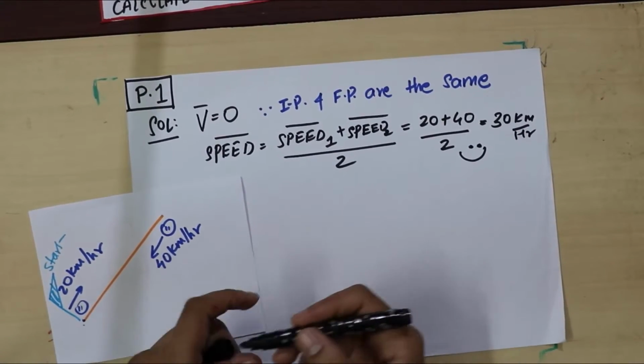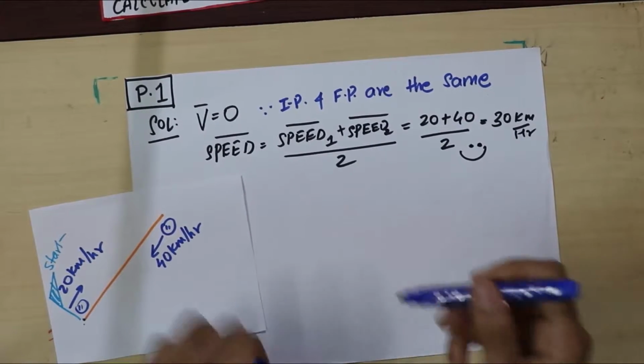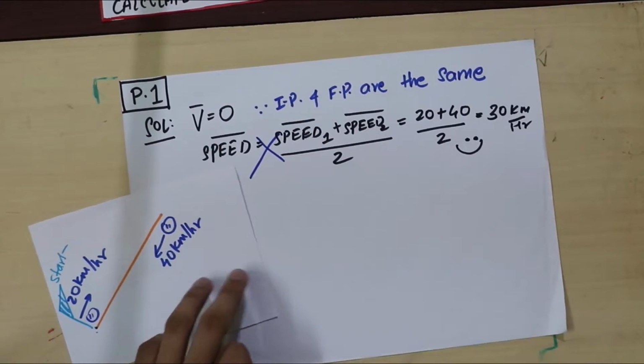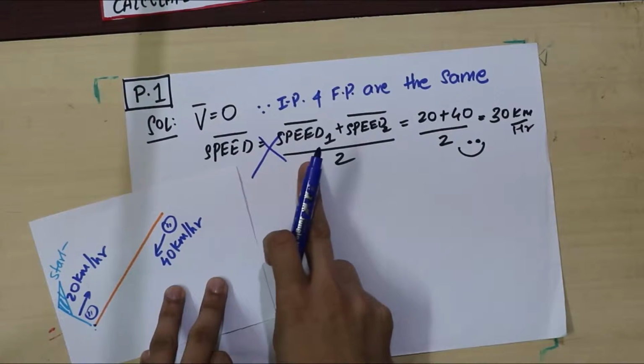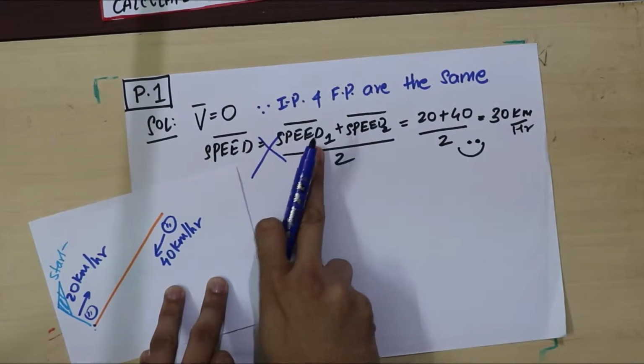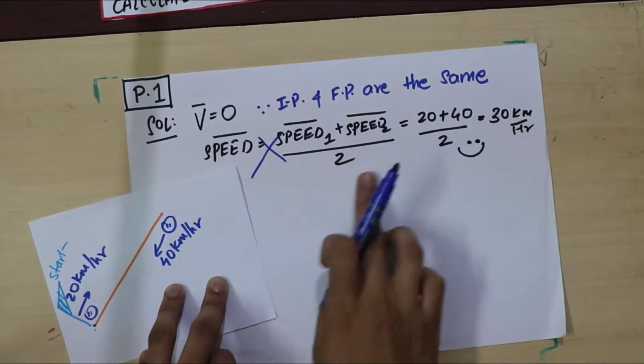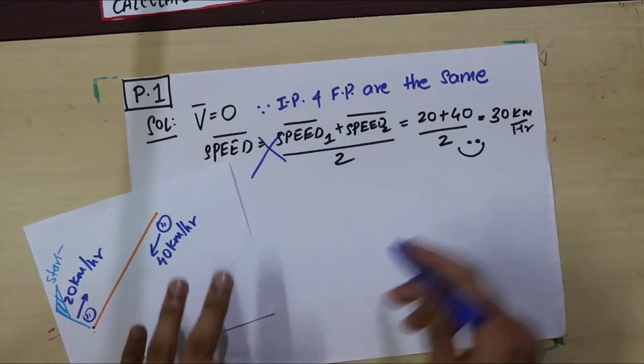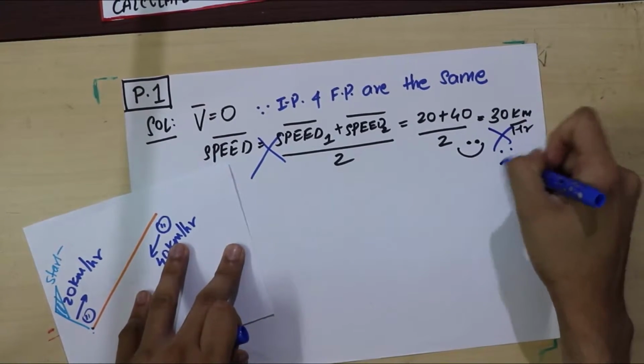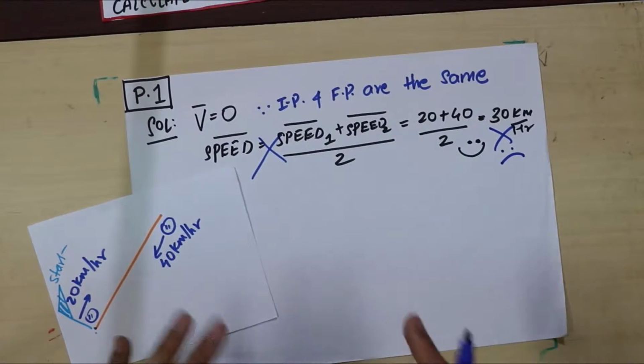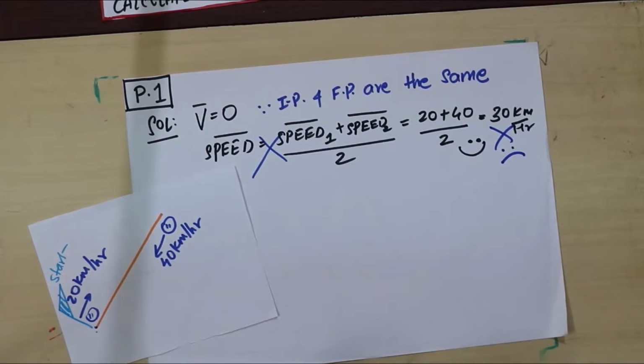Yay. Well, this is wrong, okay? There is no formula which says average speed is average speed in the first part of the journey plus second, divided by 2. This is horribly wrong. This is the wrong way to do the problem. Now, allow me to explain to you why this is wrong.